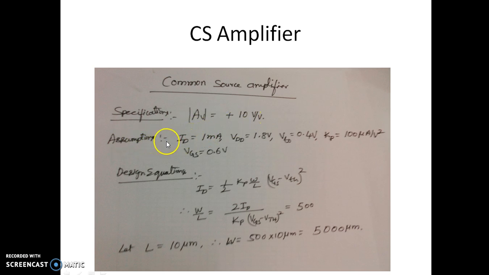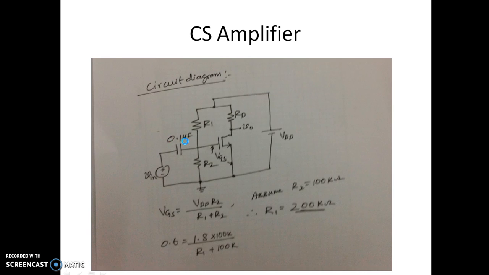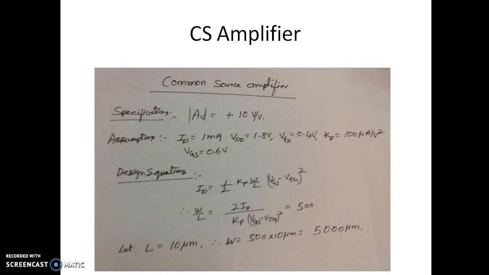The specification we are looking at is that the amplifier should have a gain of 10 volt per volt, and we are making some assumptions. The drain current, let us assume, is 1 milliampere, and we'll assume the supply voltage as 1.8. Let the threshold voltage of the MOSFET be 0.4 volts, and let us assume that mu n Cox, that is Kp, is equal to 100 microampere per volt square. So let us assume that Vgs is equal to 0.6.